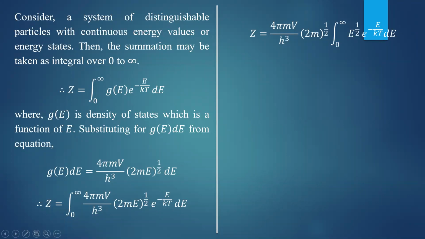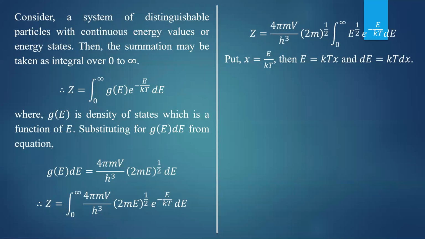You take e by kt as x. Okay. So put x equal to e by kt. Therefore, e will be equal to kt into x. So this energy e will be equal to kt into x, and d of e will be equal to kt into dx. Okay. So what you have to do, you put e by kt as x. Then e will be equal to kt into x. And if you take derivative of e, de will be equal to kt into dx.